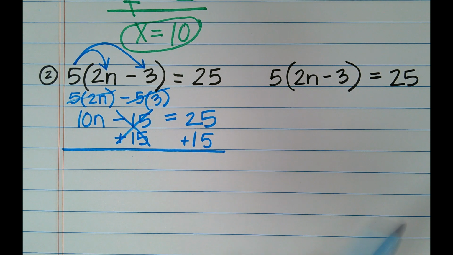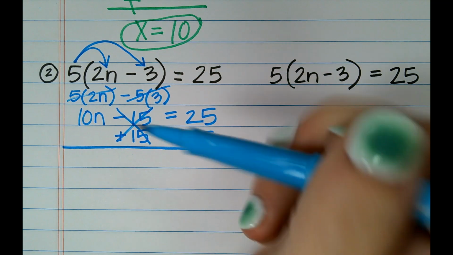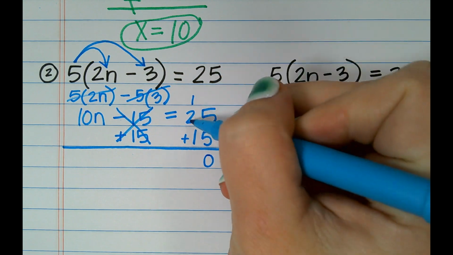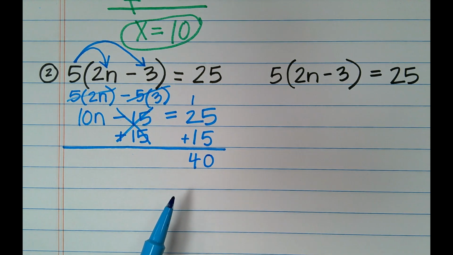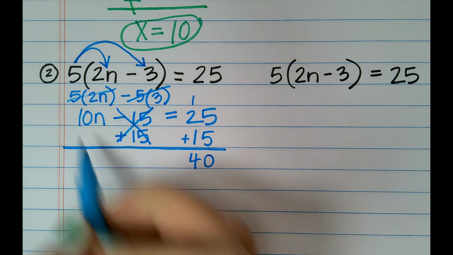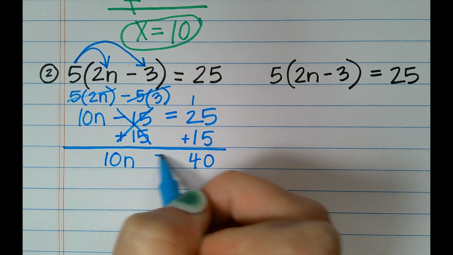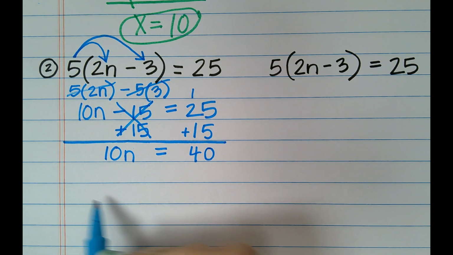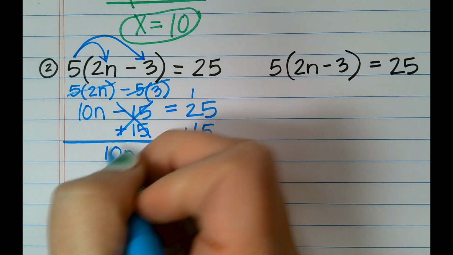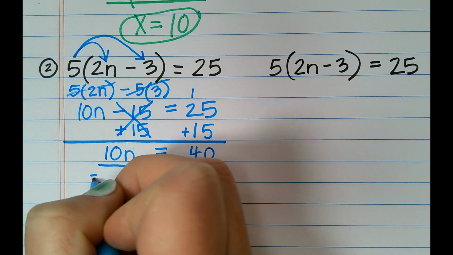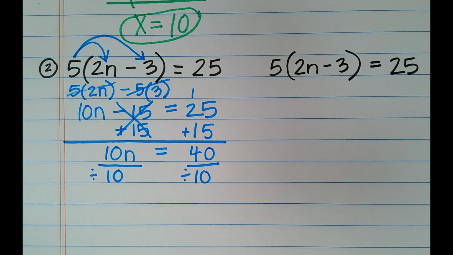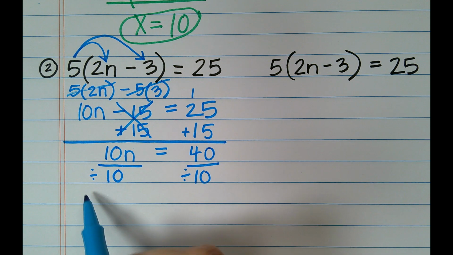Yes. Okay, good. So what do I do next? Add. So 5 plus 5 is 10. I'll put that 0, carry my 1. 2 plus 2 is 4. 40. Okay, now what do I bring down? 10n. 10n equals 40. Yes. So now, just like I said, we are going to divide. 10 times n, the opposite of times is divide. So we will divide by 10 on both sides.